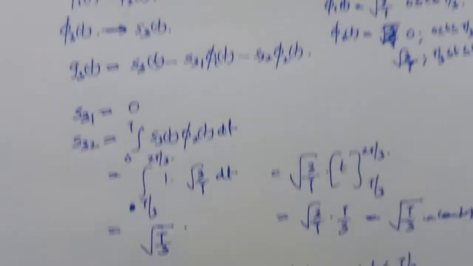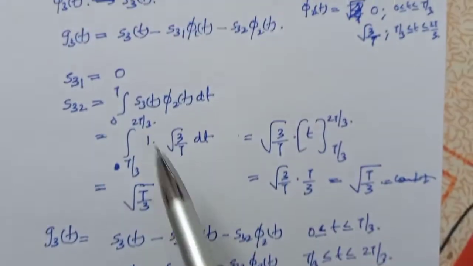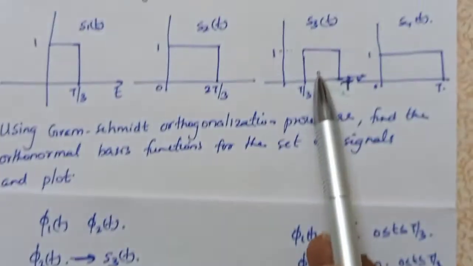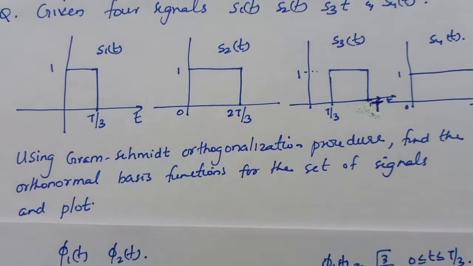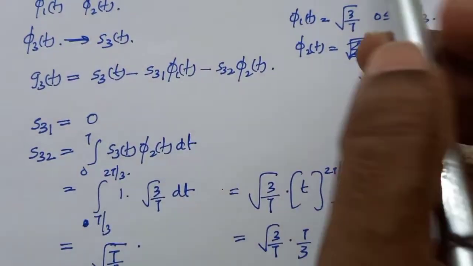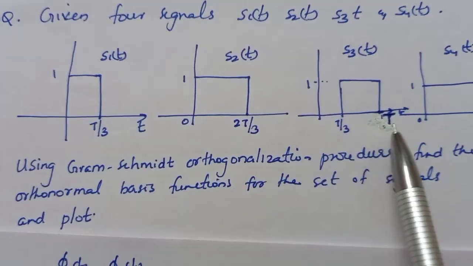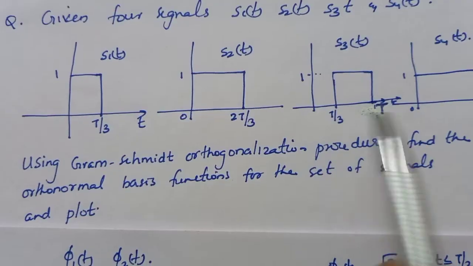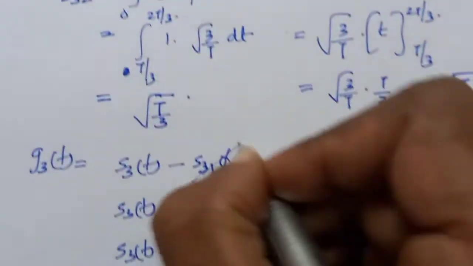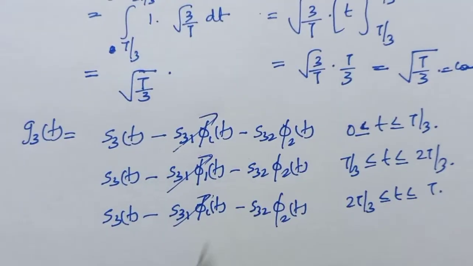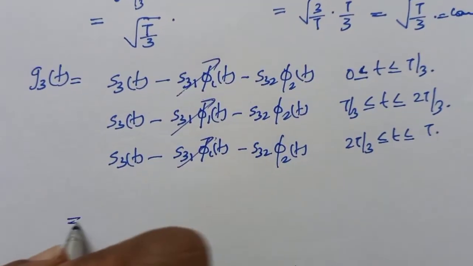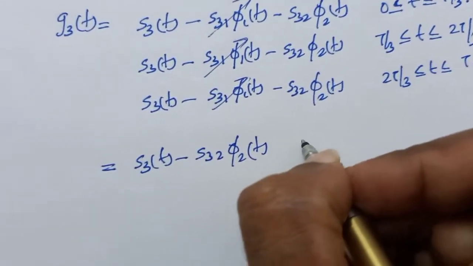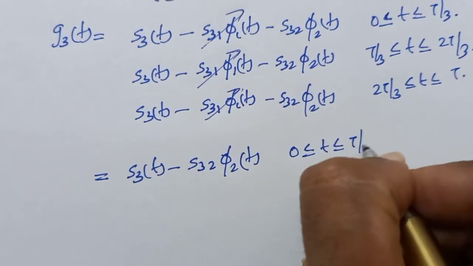So we know that S31 is already 0, because S31 is the projection of s3(t) on phi1(t), right? Phi1(t) ranges from 0 to T by 3 only, and s3(t) starts from T by 3 and ends at T. So there is no component of s3(t) falling in the range of 0 to T by 3. So I will say that this will be 0. I can remove these zero components. So I will write it as s3(t) minus S32 phi2(t) for 0 less than or equal to t less than or equal to T by 3.